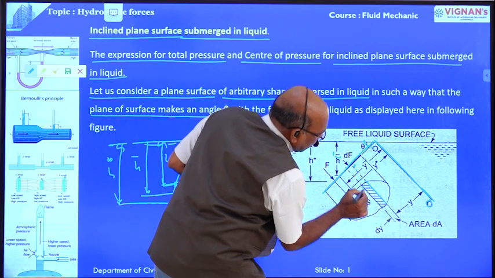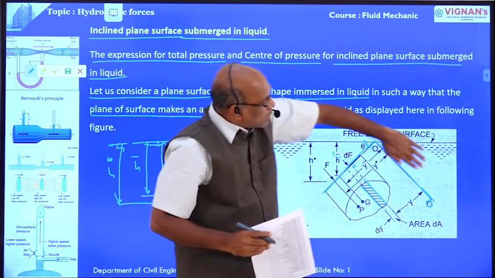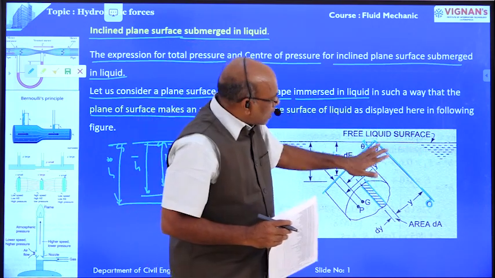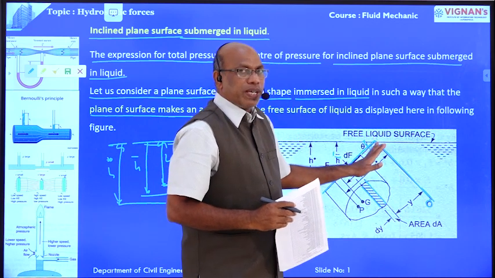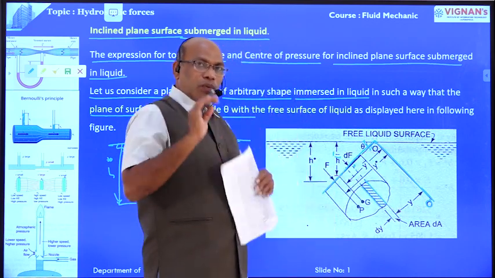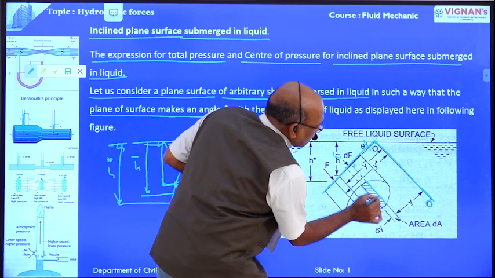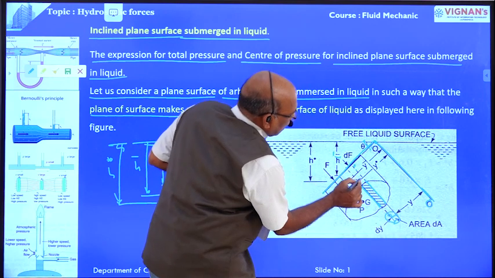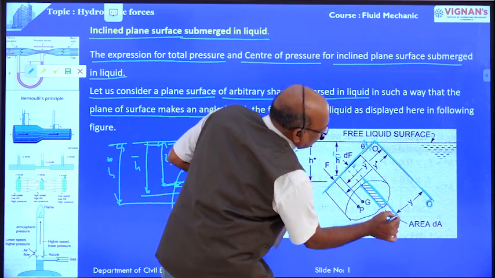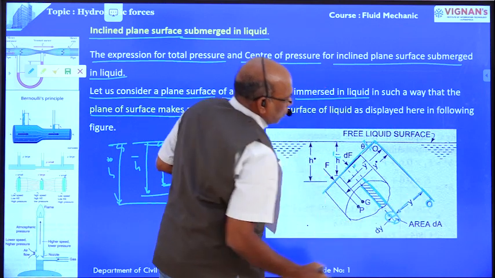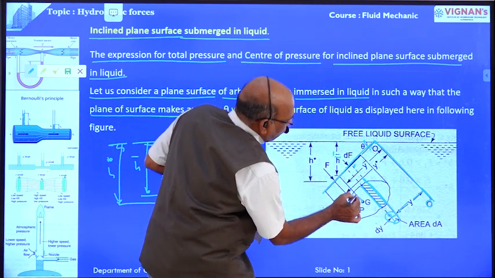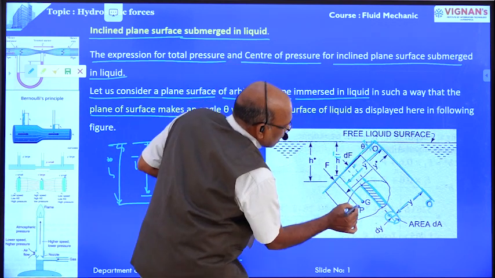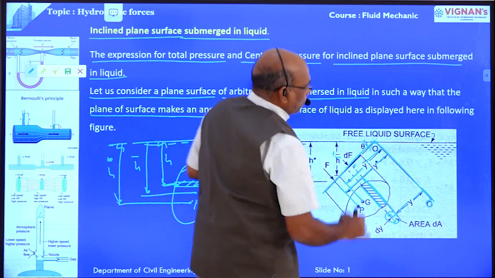This is the strip. In the earlier case it was with respect to the free surface. Now, instead of the free surface, we have taken O-O. This is the strip we are going to take, with depth equal to dh. That is y distance from O-O, and this is the CG, which is y bar distance from O-O. This is the center of pressure, which is y star distance from O-O.